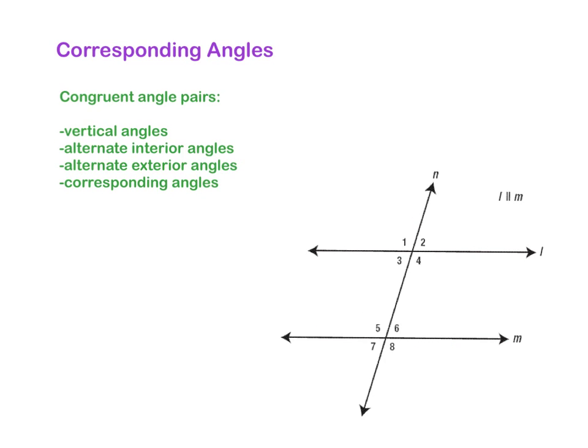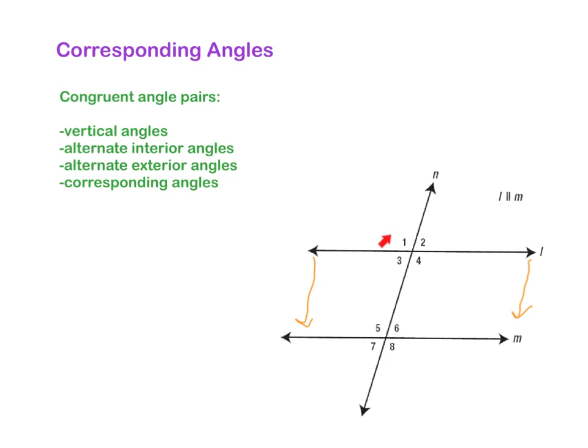Our last angle relationship, we're going to see 4 different pairs of corresponding angles. So corresponding, this is another pair that I think is not too difficult to identify. If you imagine that we were to translate line L down so that it was laying on top of line M, the angles that would then be on top of each other are what we call corresponding angles.